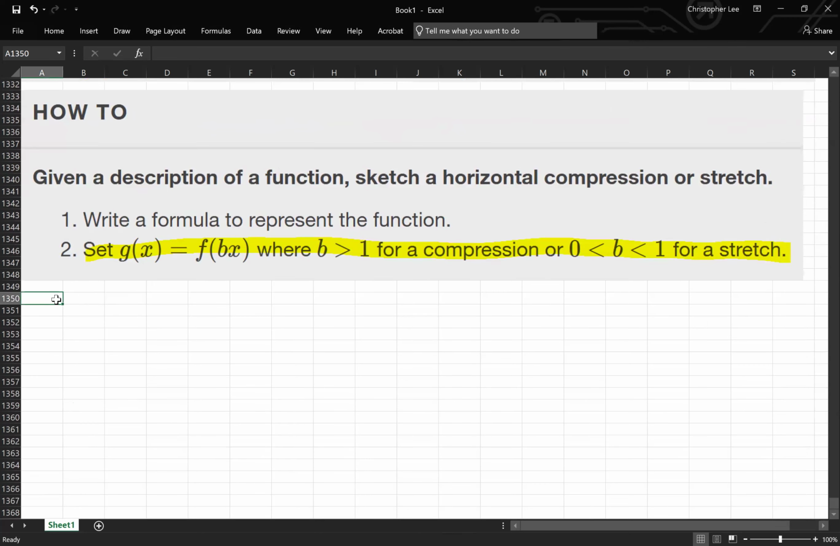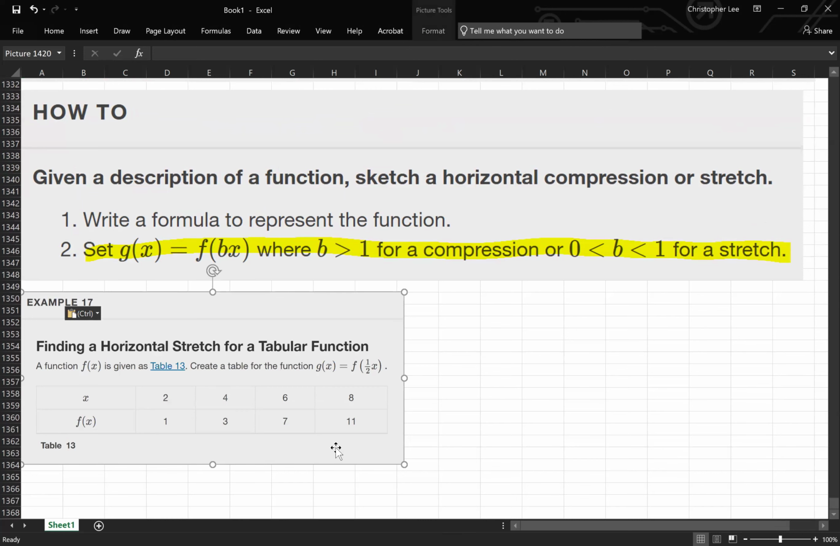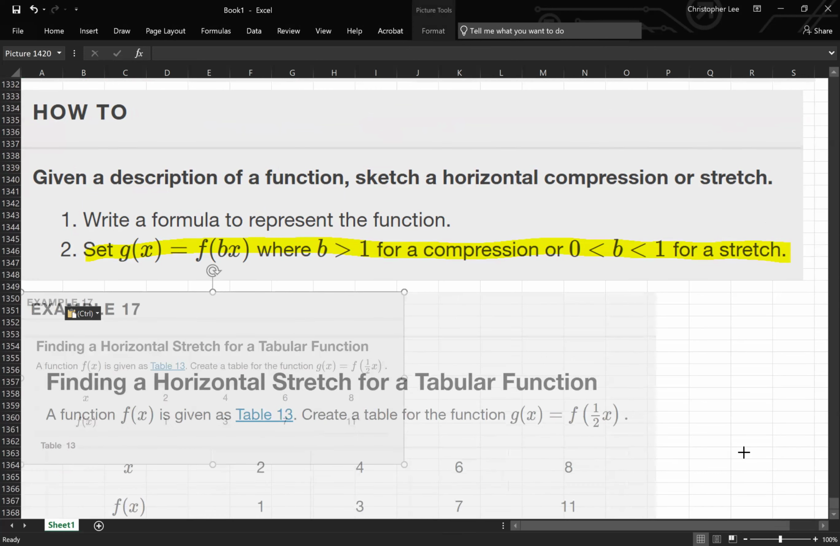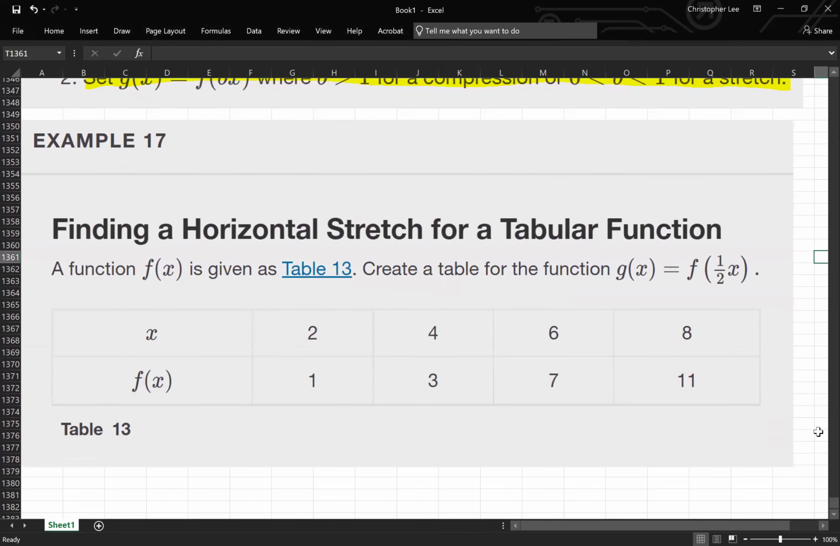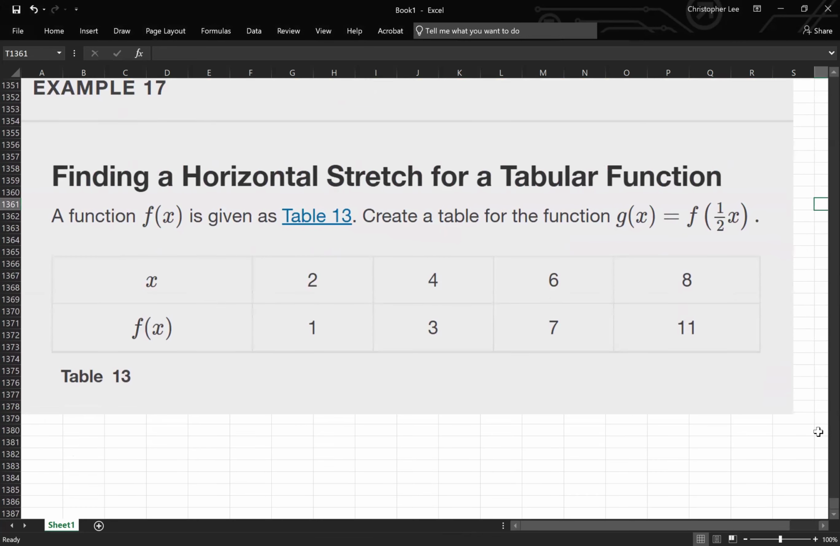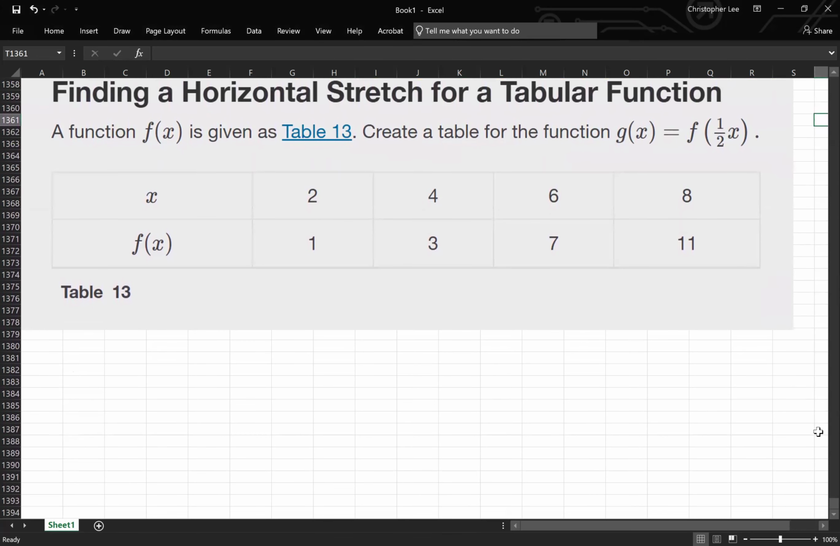So let's look at the table. You want to find a horizontal stretch for a tabular function. A function f of x is given by the table. We want to create a table of the function g of x, which is equal to f of 1/2 times x. So this is going to be a stretch. What's changing here? The x.